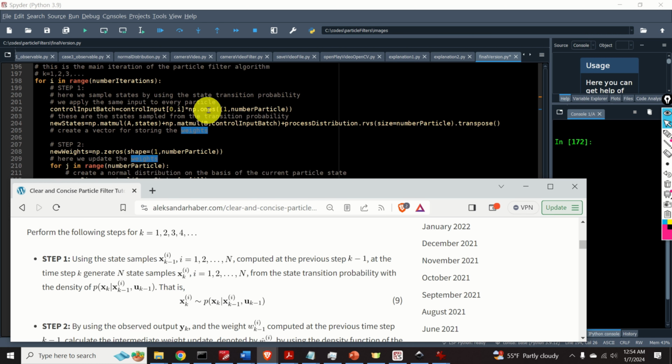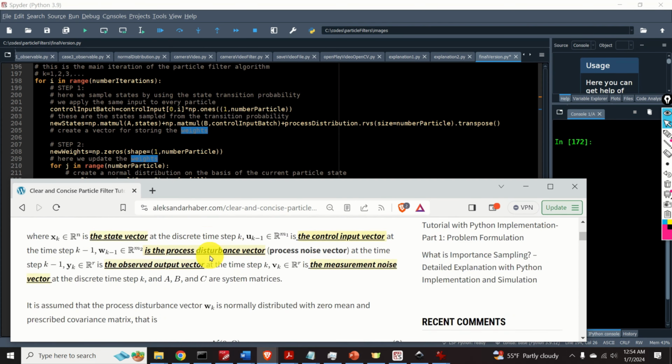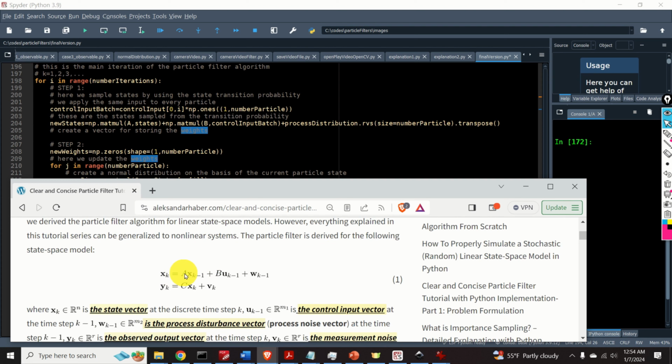What's happening over here? To understand this, we need to look into the state equation. The state equation is given over here. Here, we are just multiplying the terms on the right-hand side for the sampled value of wk minus 1. That is, we first sample wk minus 1, and then on the basis of the knowledge of xk minus 1, uk minus 1, we simply compute xk.